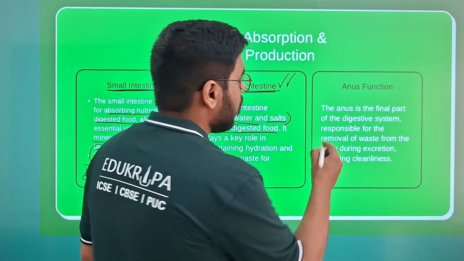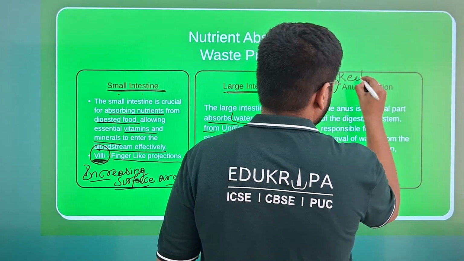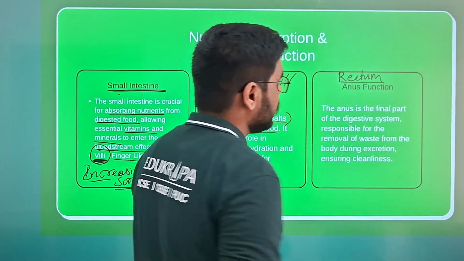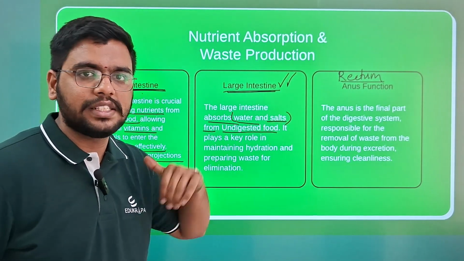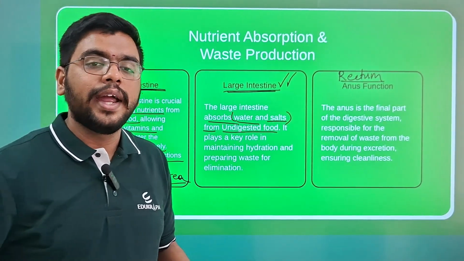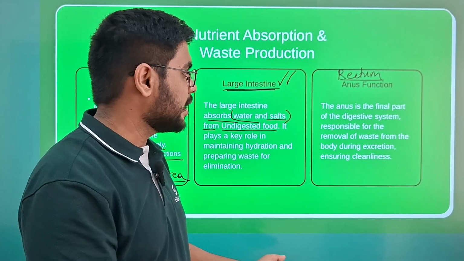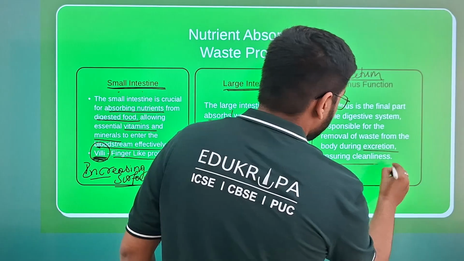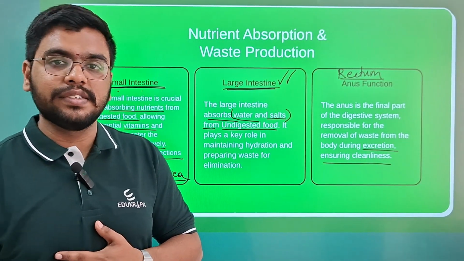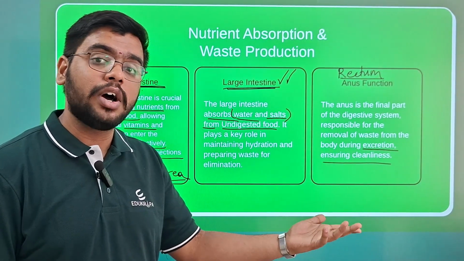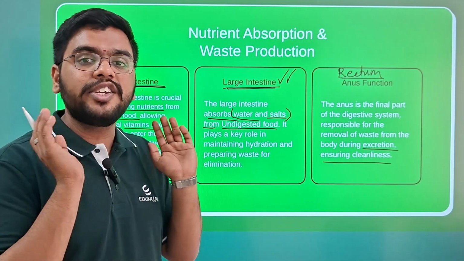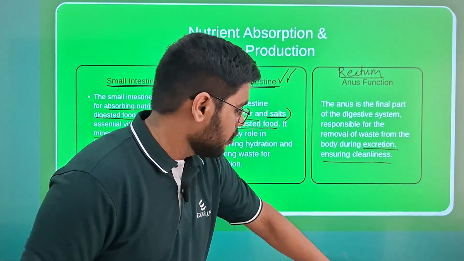Next, anus or rectum is the final component of the digestive tract or human digestive system. What does the anus do? It is a passage through which the waste produced in our body gets ejected during the excretion, ensuring the cleanliness of our digestive system. As we said before, why is the excretion or egestion needed? To maintain the efficiency of the digestive system.